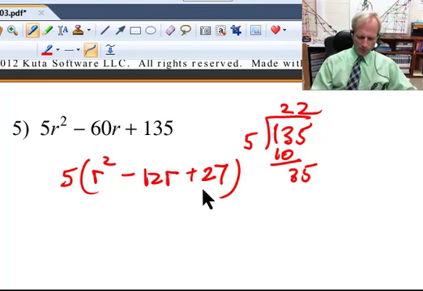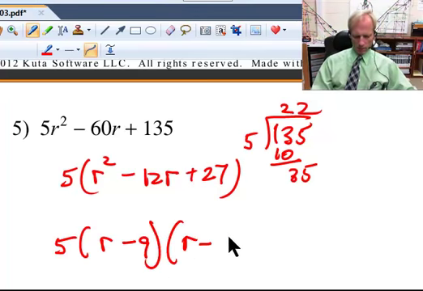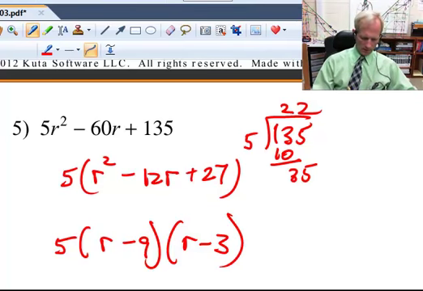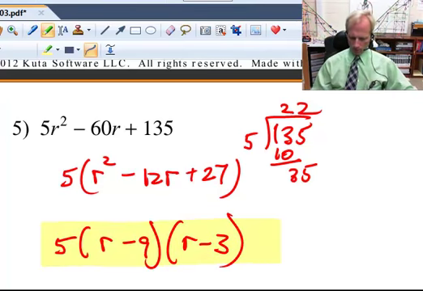Alright, now I need two numbers that multiply to be 27 and add up to negative 12. And that would be negative 9 and negative 3. So I have r minus 9, r minus 3. And that's as far as I can go.